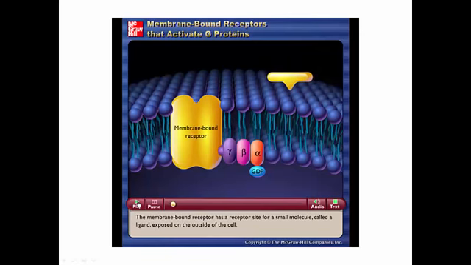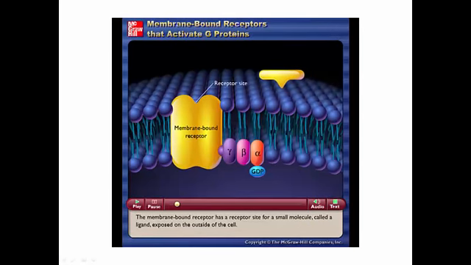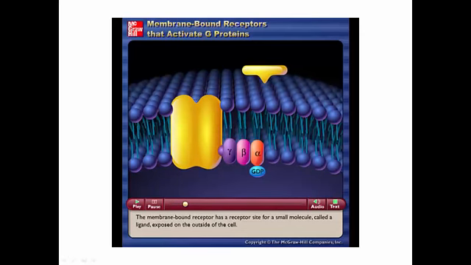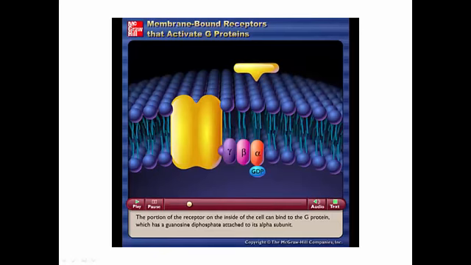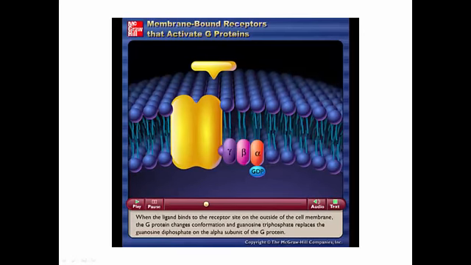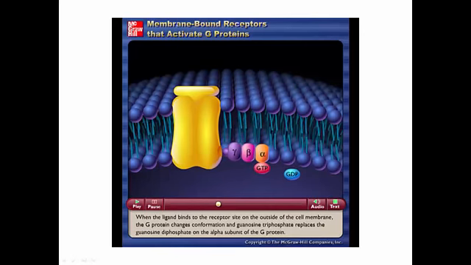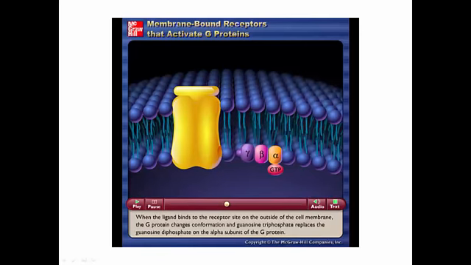The membrane-bound receptor has a receptor site for a small molecule, called a ligand, exposed on the outside of the cell. The portion of the receptor on the inside of the cell can bind to the G protein, which has a guanosine diphosphate attached to its alpha subunit. When the ligand binds to the receptor site on the outside of the cell membrane, the G protein changes conformation, and guanosine triphosphate replaces the guanosine diphosphate on the alpha subunit of the G protein.